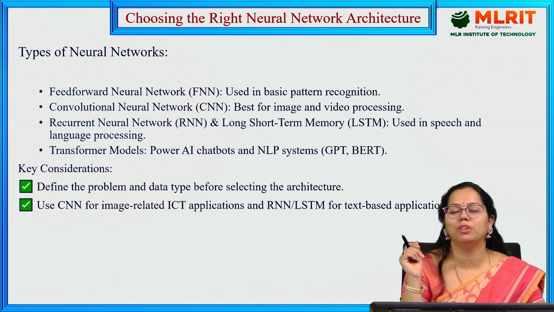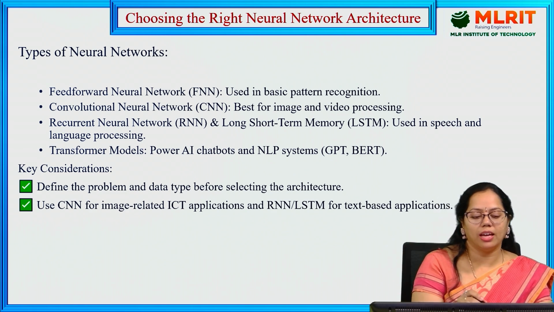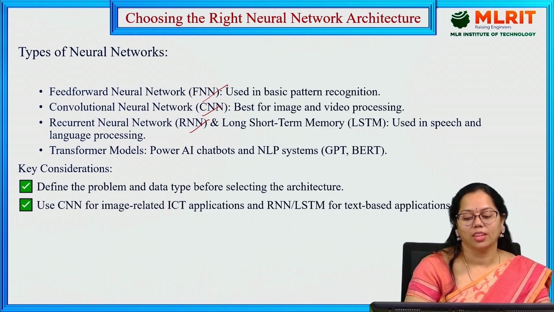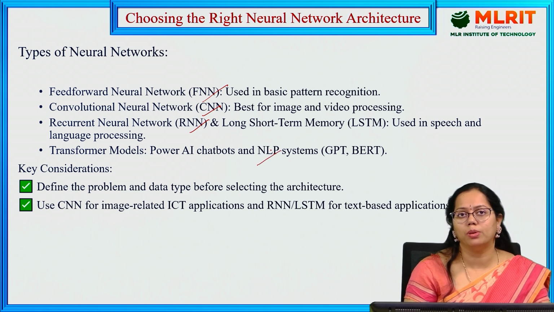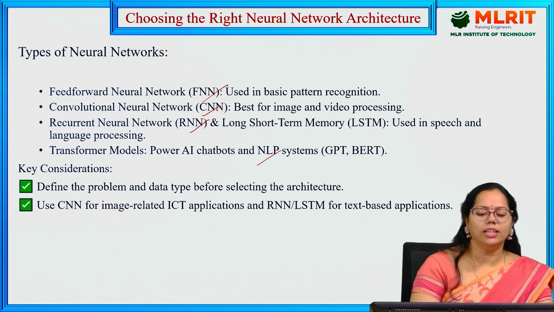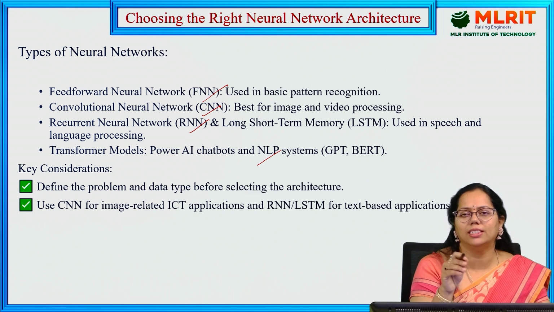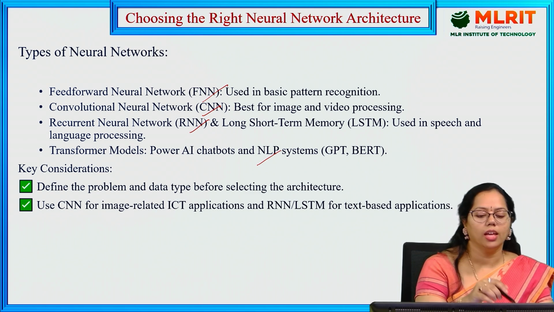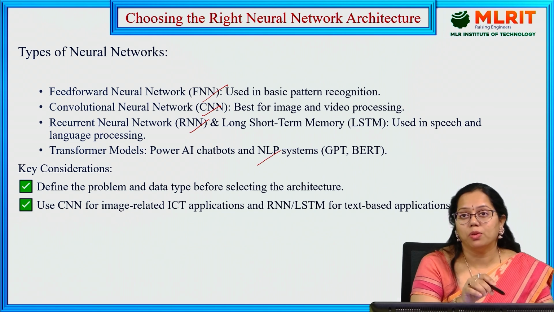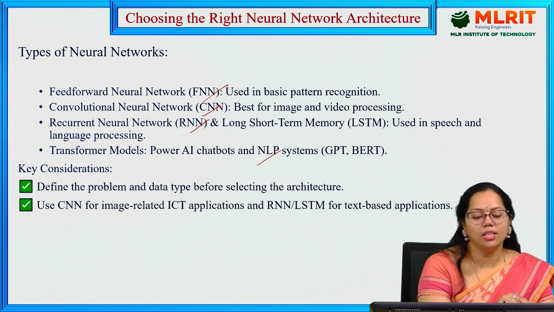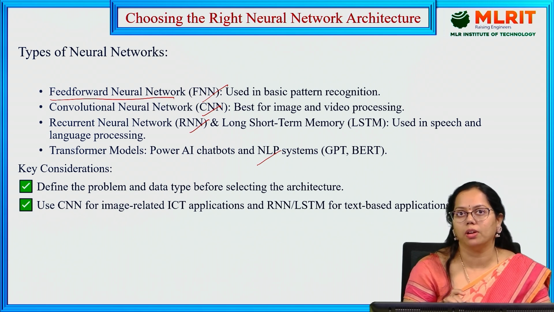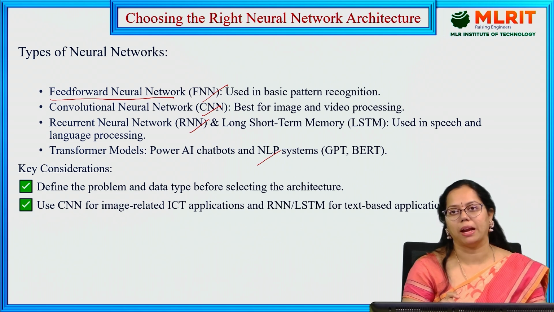We have different types of neural networks. We have FNN, CNN, RNN, and we have something called NLP, BERT, and so on. So let's see all these neural networks in gist. Different types of neural networks are FFN. What is FFN? Feed forward neural network, which is used in basic pattern recognition.